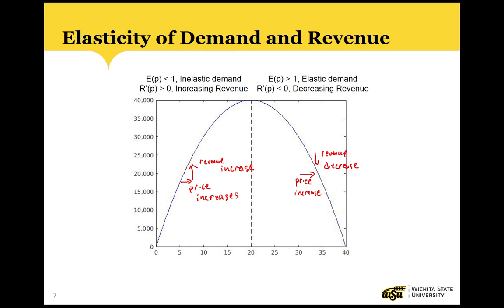And it has to do with the value of the elasticity of demand. On the left-hand side of the graph, we have inelastic demand, so price increases give us revenue increases. And on the right-hand side, we have that a price increase gives us a revenue decrease. So keep this in mind when you're looking at the values of the elasticity of demand.